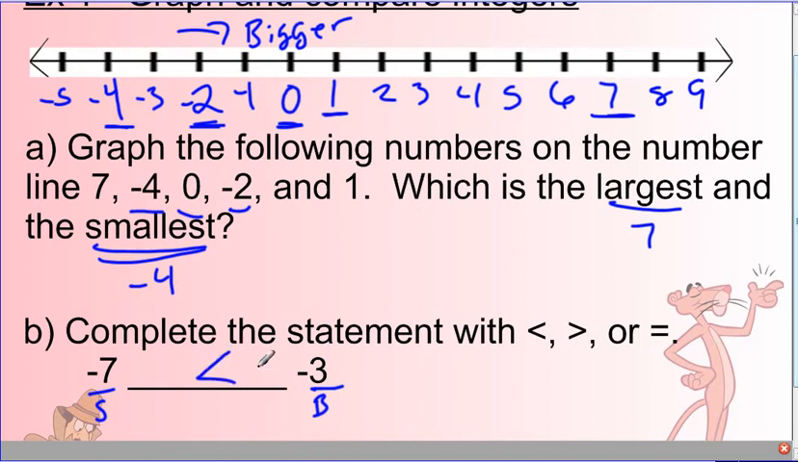You pick the one that opens towards the bigger number. My teachers always said, imagine a little alligator. An alligator would rather eat a gigantic wildebeest instead of a tiny little mouse. So it'd rather have the big meal than the small meal. So it opens towards the bigger number.